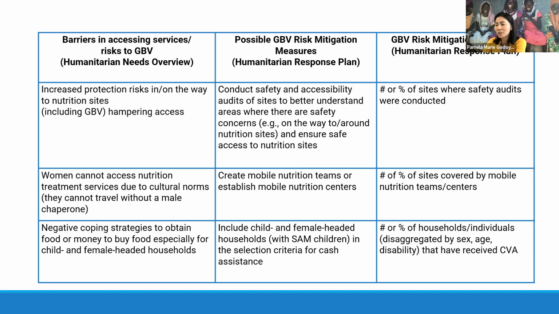So I think what's crucial here is if it's also feasible for you to incorporate some indicators to be able to track your GBV risk mitigation measures. Because as we know, if it's included in your indicators, then it would be funded, it will be monitored, and you can see how it is working as the implementation of the response planning goes along.